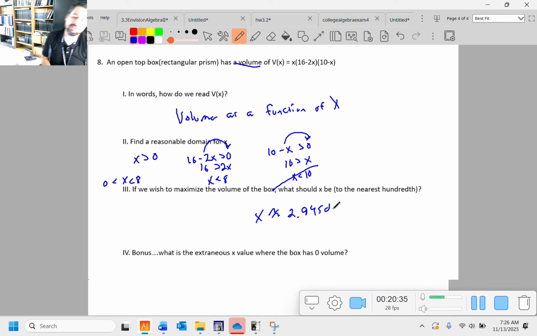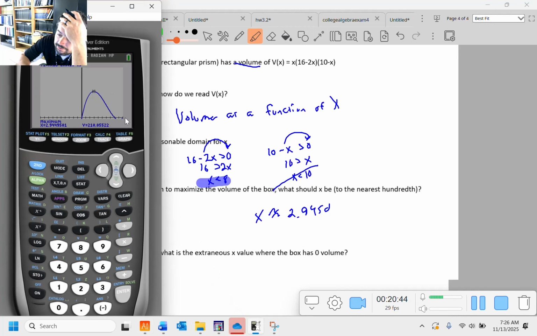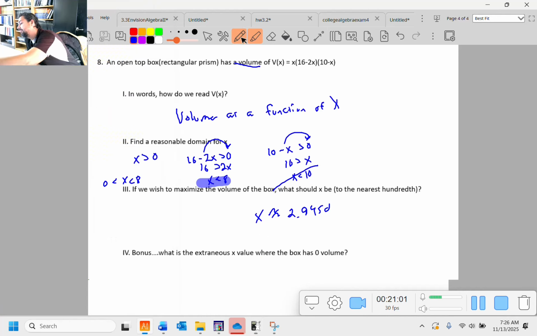The bonus is, what is the extraneous x value where the box has no volume? That kind of hinged on you realizing this, that x had to be less than 8. You'll see right here that there's an x value where the box has no volume at 10. And it didn't matter in the first place now, did it? Because it didn't make sense anywhere past x being 8 or bigger. So it's x equals 10.